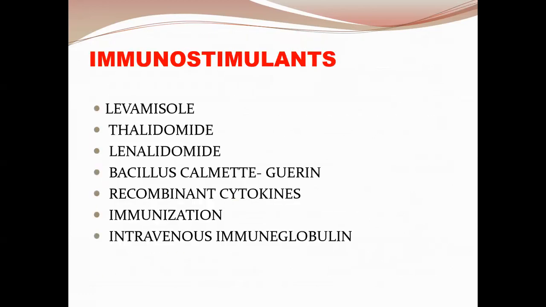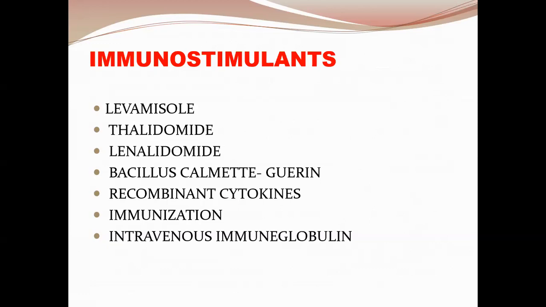We have looked into immune suppressants, immune stimulants, and the monoclonal antibodies. We have dealt with levamisole, thalidomide, lenalidomide, and BCG. Bacillus Calmette-Guerin, or BCG, is an immune stimulant and a vaccine. And of course, we have various vaccines which are available to increase the immune status. Various vaccines like OPV, DPT, BCG, all vaccines are immune stimulants.